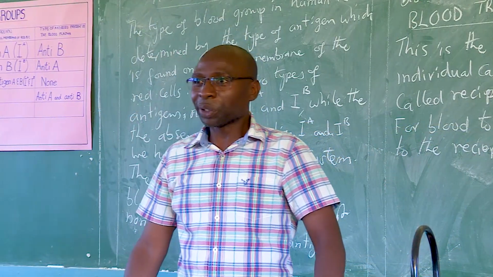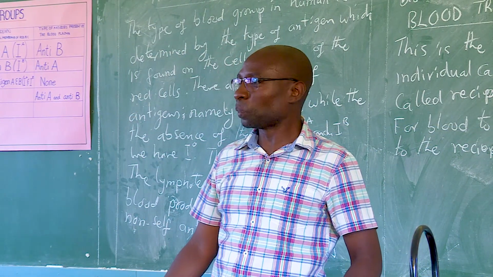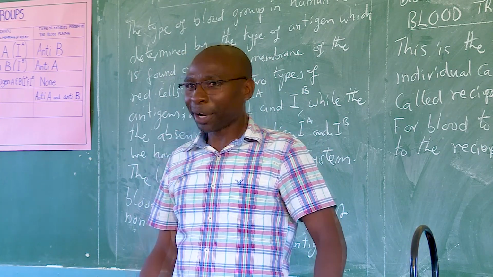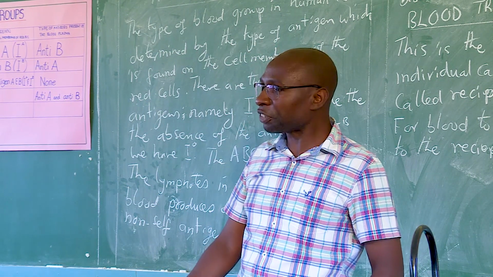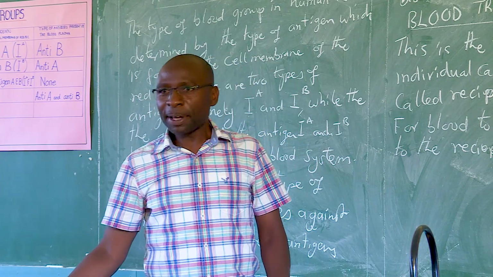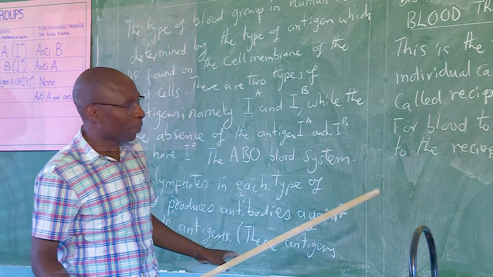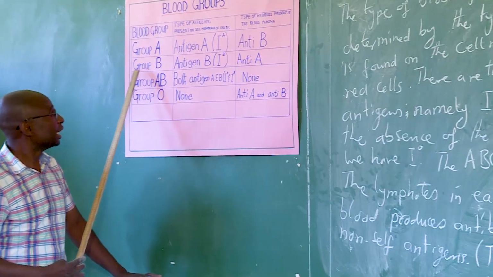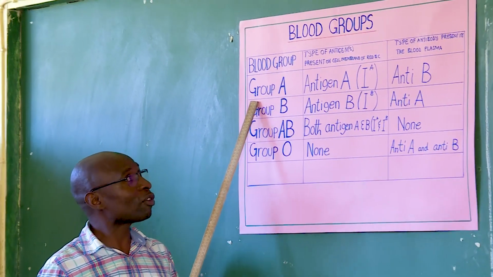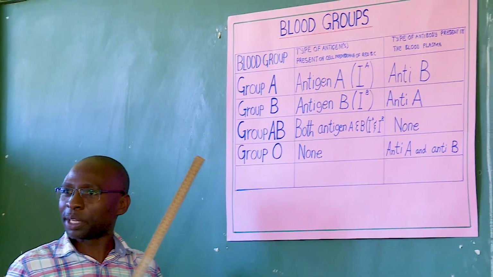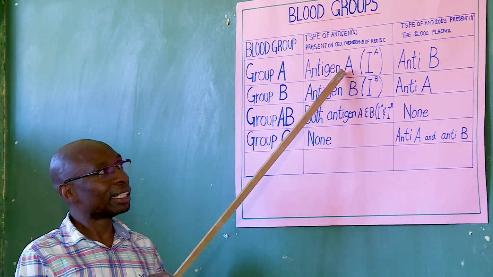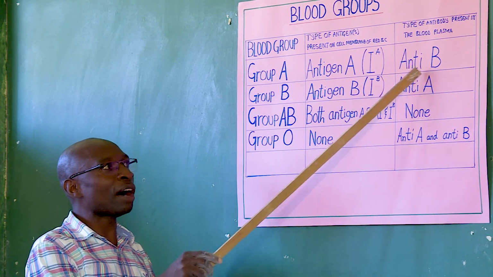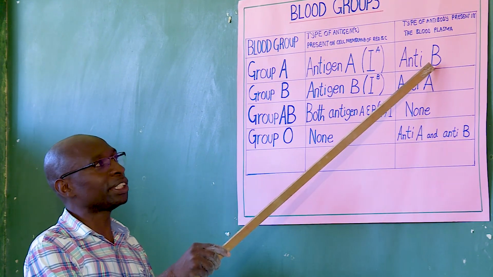What instrument is used to determine one's blood group? There's a question here. To determine the blood group, we do not have a specific instrument. Let me take you back to the blood group. If you look at this chart showing the blood groups, we have the blood group A. What makes it blood group A is the presence of antigen A. And in the plasma, you have the antibody, which is anti-B.